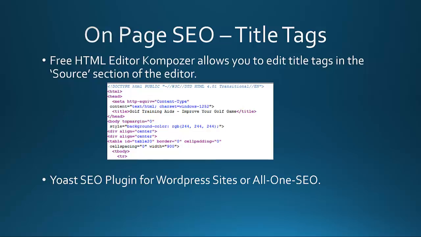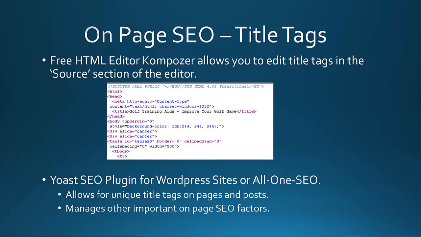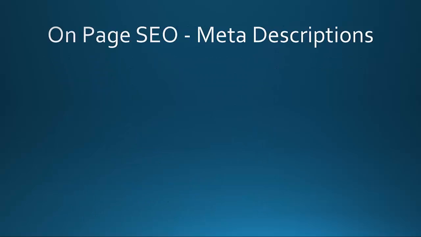The Yoast SEO plugin is great for WordPress sites, as is All in One SEO. They make it super easy, so you can have a unique title tag for every blog post, every article you post, whatever content you put in there. It allows for unique title tags on pages and posts, and it manages other important on-page SEO factors for you. So it actually helps you with many of the on-page SEO factors that we're going to be talking about throughout this training on on-page SEO.